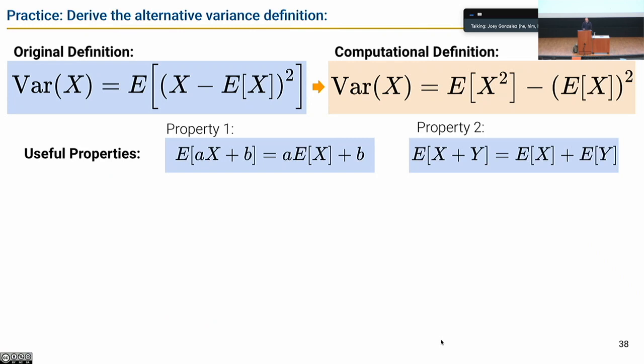All right. Let's actually use it now. So I want to prove the computational definition of variance using these properties. So let's walk through this. This will hopefully demonstrate these properties thoroughly.